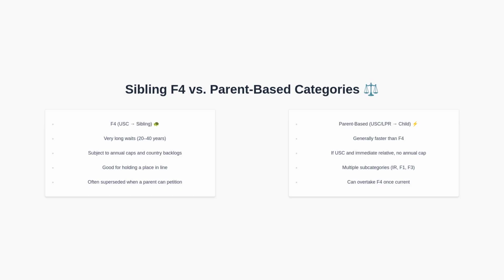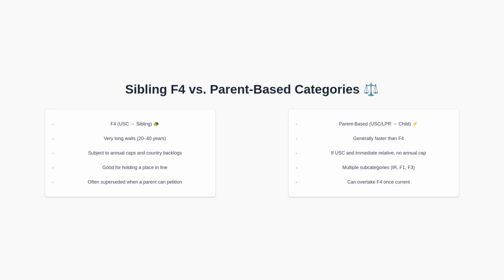On the left, the F4 category allows a U.S. citizen to petition a sibling. This path is often very slow, sometimes 20 to 40 years, and constrained by annual caps and country-specific backlogs. It can be useful to secure a place in line early.